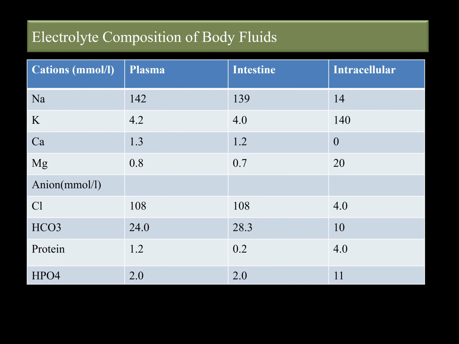This slide shows the electrolyte composition of fluids. The main idea is that electrolytes are not distributed equally everywhere. In the extracellular fluid, sodium and chloride are higher. In intracellular fluid, potassium and phosphate are higher. This difference is essential because it helps maintain cell function, cell volume, and electrical activity of nerves and muscles.